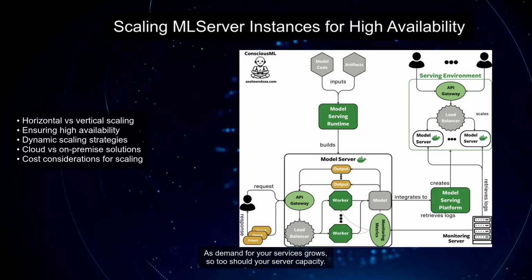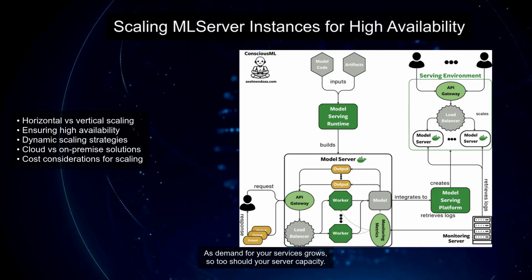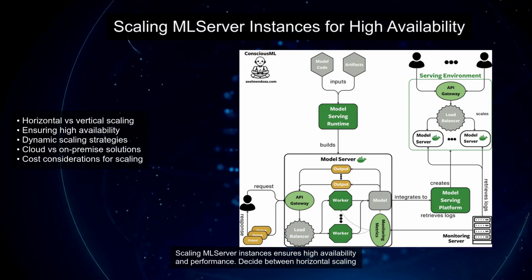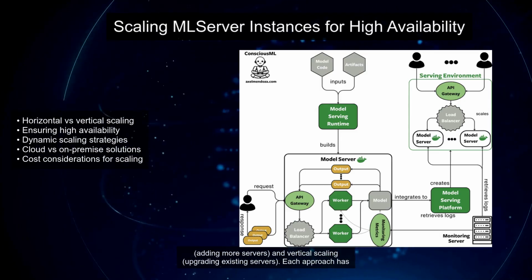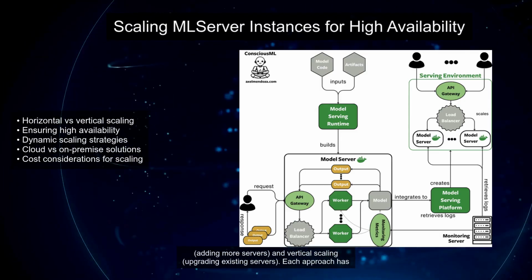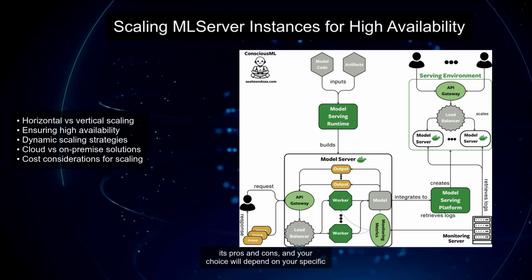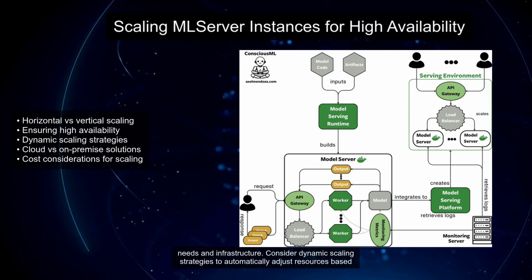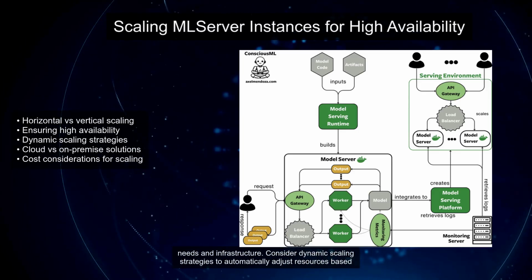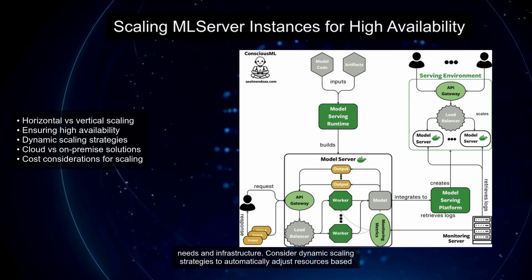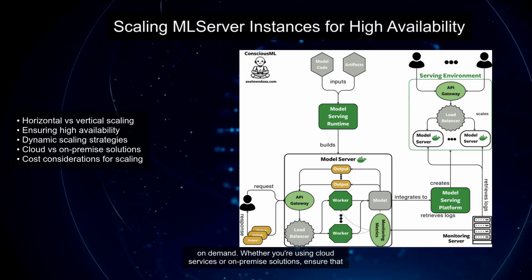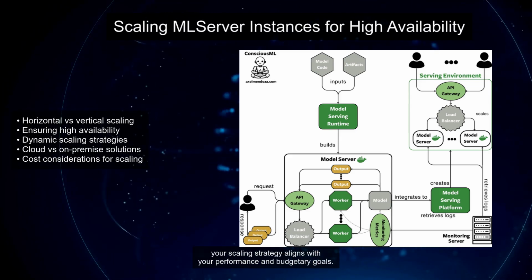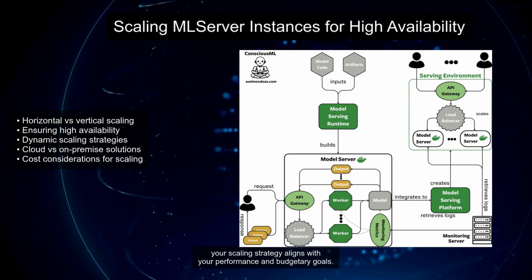As demand for your services grows, so too should your server capacity. Scaling MLServer instances ensures high availability and performance. Decide between horizontal scaling, adding more servers, and vertical scaling, upgrading existing servers. Each approach has its pros and cons, and your choice will depend on your specific needs and infrastructure. Consider dynamic scaling strategies to automatically adjust resources based on demand. Whether you're using cloud services or on-premise solutions, ensure that your scaling strategy aligns with your performance and budgetary goals.